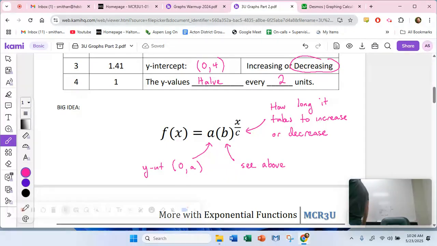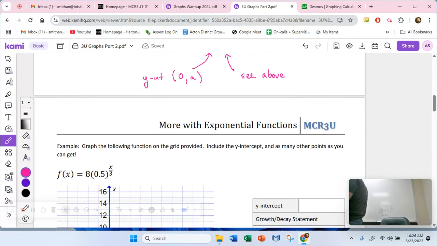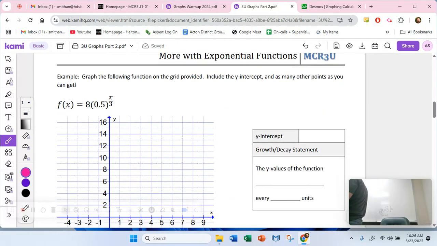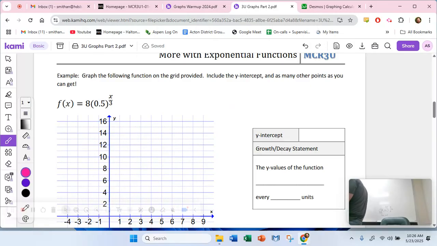So the base b will tell you doubling, tripling, halving, or whatever. This number tells you how long it takes to do that. And in our question above, that 2 meant it took 2 units to apply this rule. So that's it. That's the new thing. So let's put this into practice, and we're going to see that sketching is not so bad. It's basically what we did yesterday with this new twist.